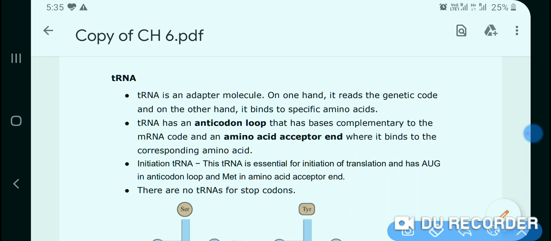Transfer RNA is known as an adapter molecule because it binds to specific amino acids and transfers amino acids for protein synthesis. If you ask the function of transfer RNA, then there are two functions. On one hand, it reads the genetic code. On the other hand, it binds to specific amino acids.